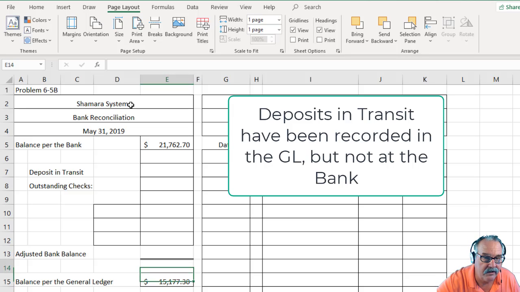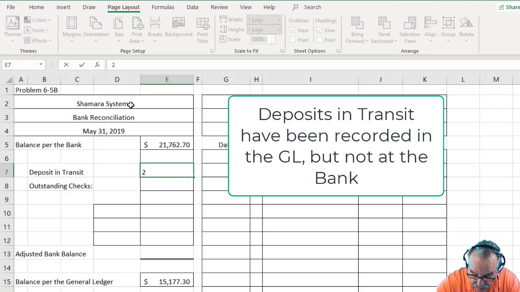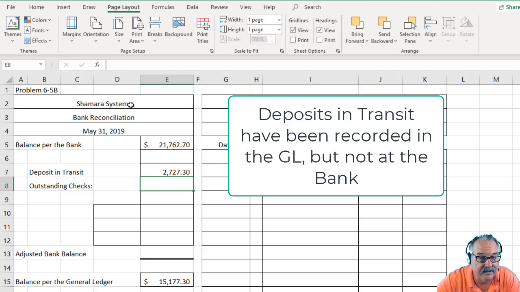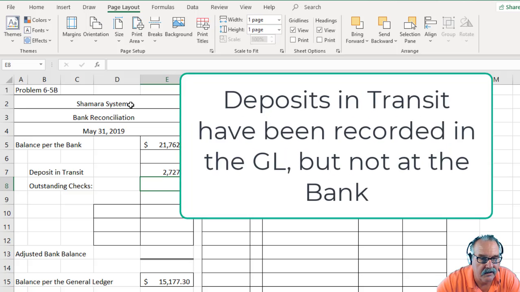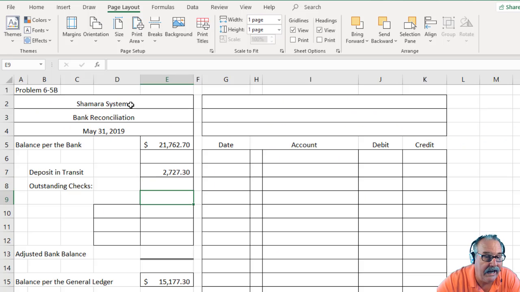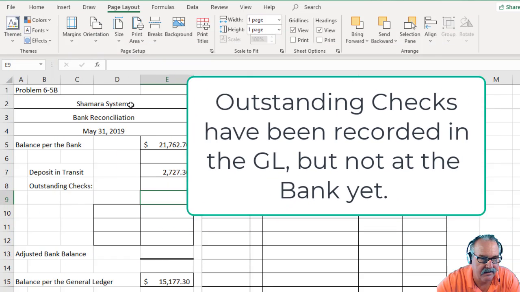So one thing we know that's on the general ledger that's not on the bank statement is a deposit in transit. This is the last deposit that was made on May 31st for $2,727.30. It didn't go to the bank yet. It will, but not in May. It will be in the first week in June. Okay, so we now are adding that as if it had deposited to the bank statement.